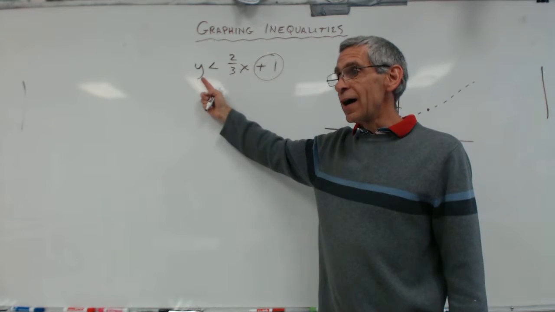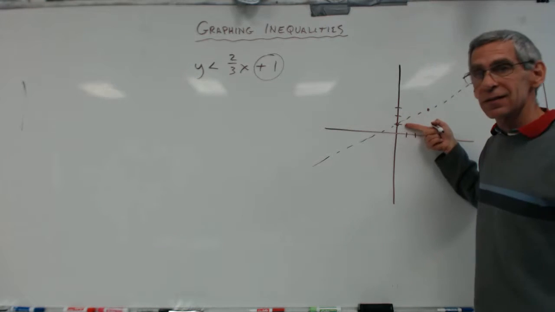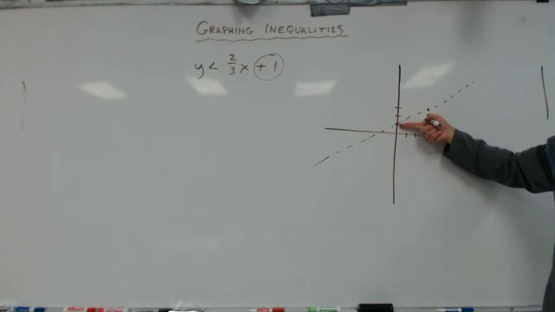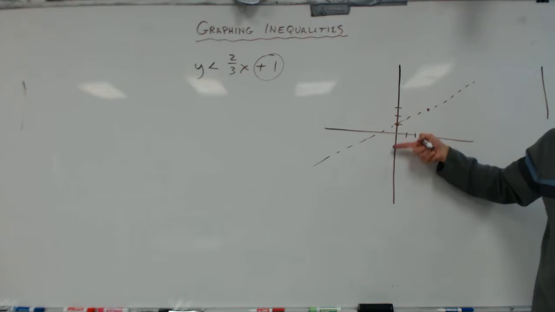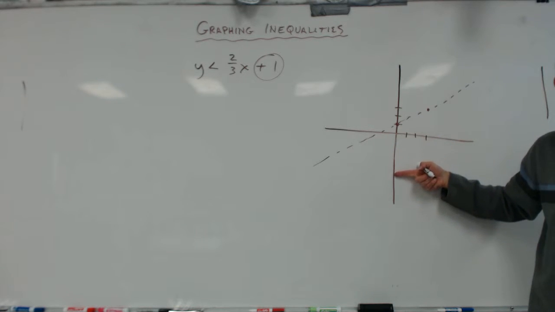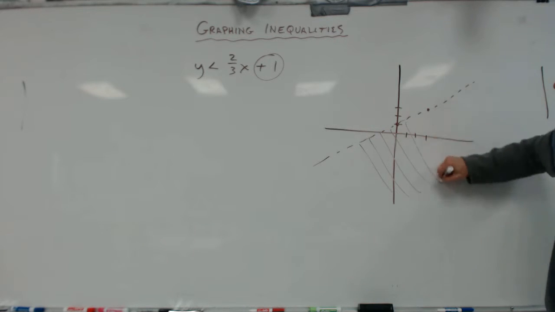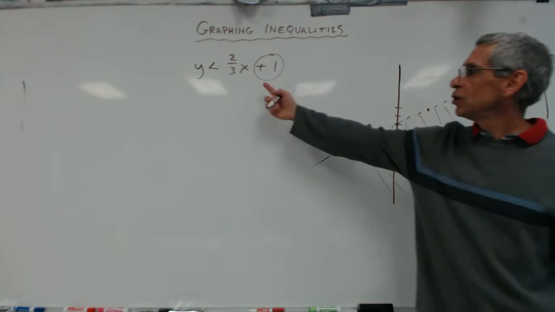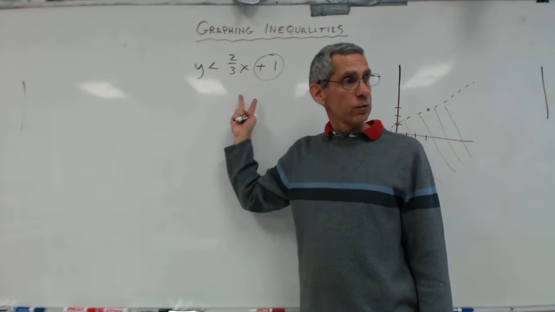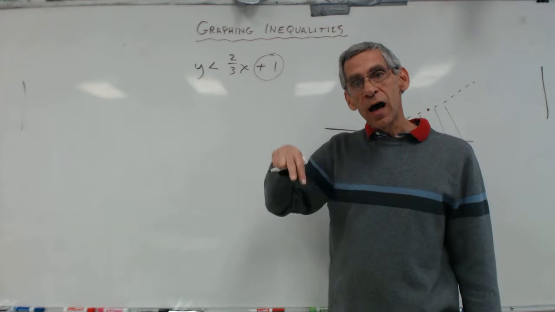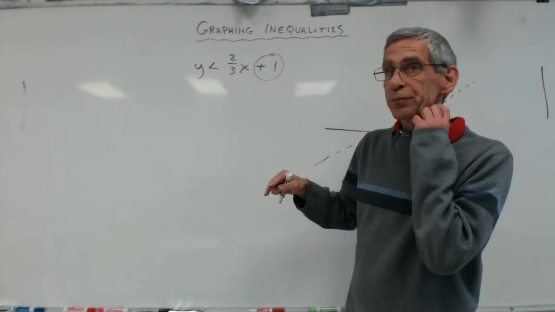If it says y is less than the line, where is y less than the line? Y is less than the line here. Don't you agree with me? I mean, all these y's are less than this one. So it's going to go down. So it's going to be very logical and intuitive how to graph them when they're in y equals mx plus b, right?